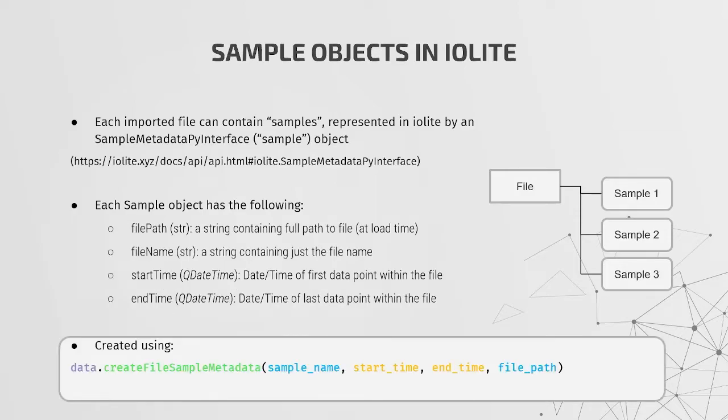And we create them using this data.createFileSampleMetadata function, which takes the sample name, the start time, the end time, and the file path. And each of these variables, the first one is a string, the second one is a pi date time, third one's a pi date time, and the last one is also a string.